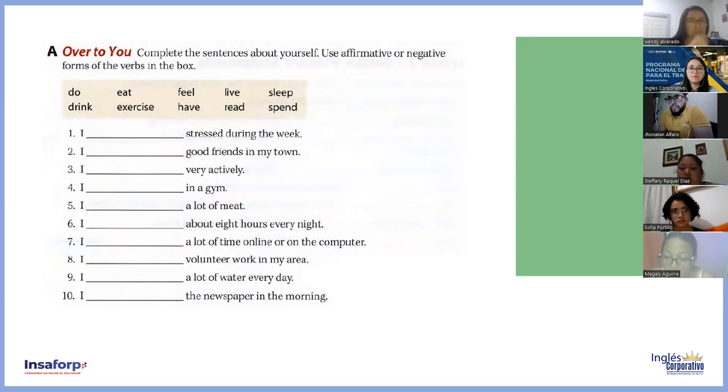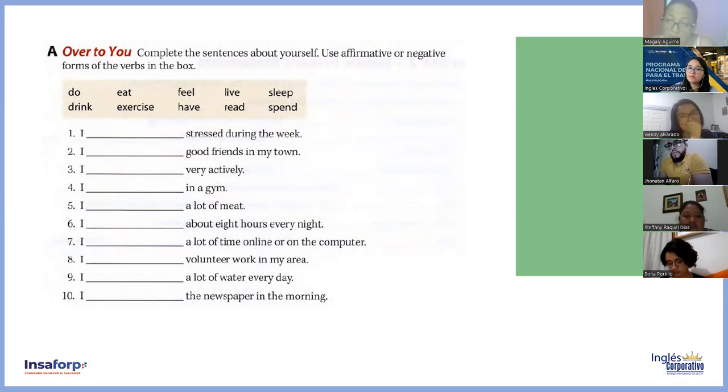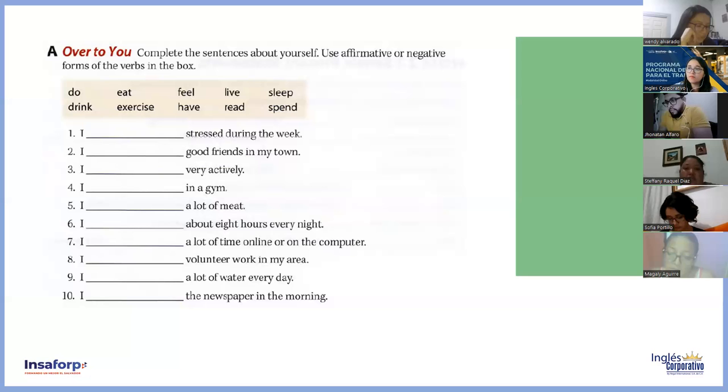Teacher. Yes. En el caso de que solo lo queramos hacer negativo, solo le agregamos, por ejemplo, en la primera, I don't feel stressed during the week. Ok, sí, le agregamos el don't. Bueno, solo hice unas en negativo y otras en positivo, pero las negativas tenía duda. Por ejemplo, en las 6, dice, I don't sleep about 8 hours every night. I don't sleep, muy bien. I don't read the newspaper in the morning. Muy bien, it's okay. Los demás los tenía en positivo. Oh, okay, perfect, thank you, Karina.